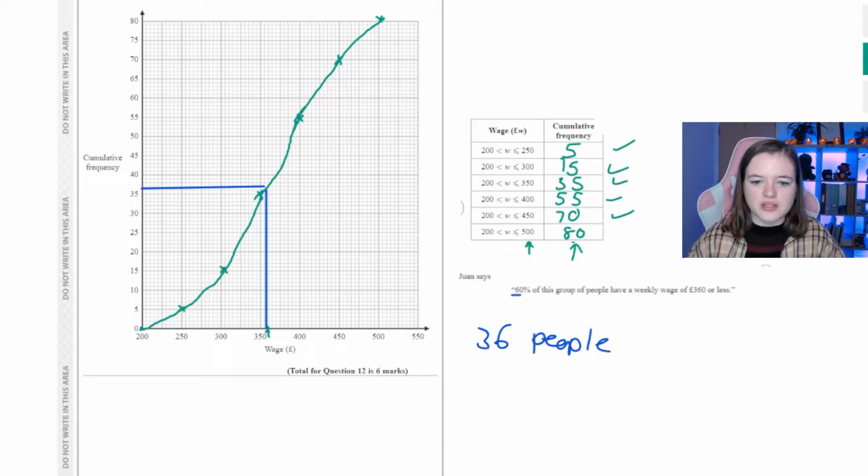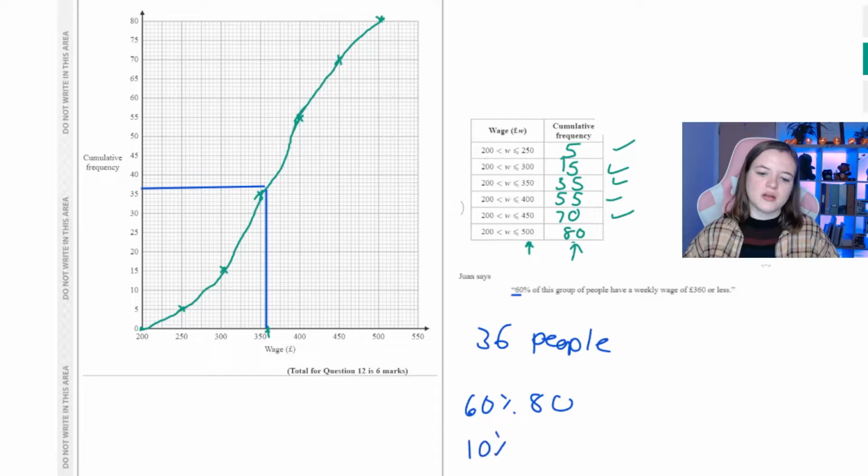Okay, 60% of this group, so let's find out how many people that actually is. So let's do 60% of the total number of people, which was 80. Let's do 10%, that's 8, and then times that by 6. 60% is then 48. Okie dokie. So if I'm 10%, then for 60%, just times 10% by 6, 48.